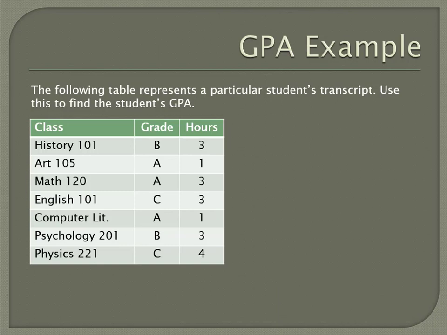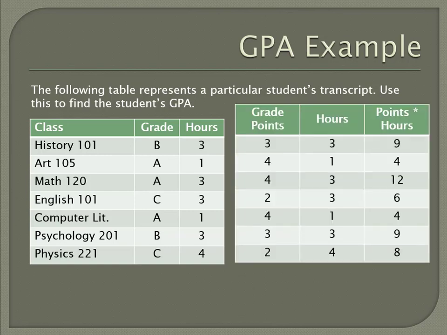Computer literature with a grade of A for 1 credit hour. Psychology with a grade of B for 3 credit hours, and physics with a grade of C for 4 credit hours. So what we do is we code each of the grades into the grade points. So the B in history is worth 3 points. The A in art is worth 4 points. The A in math is worth 4, and so forth.